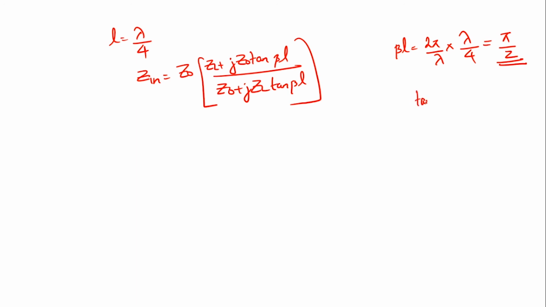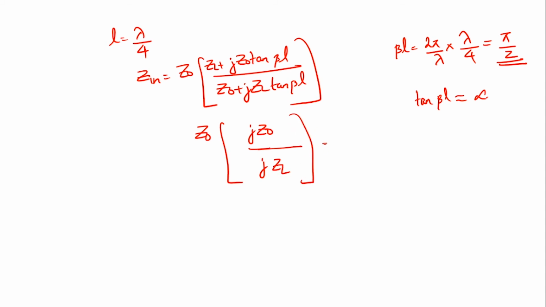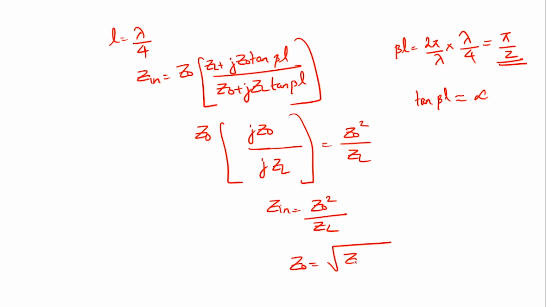And you know that tan beta L, tan 90, is almost equal to infinity. So what we are doing is dividing with tan beta L. What will happen? It will be jZ0 divided by j into ZL. So this will be Z0 square divided by ZL. So you get Zin is equal to Z0 square divided by ZL, or Z0 is equal to square root of Zin into ZL.